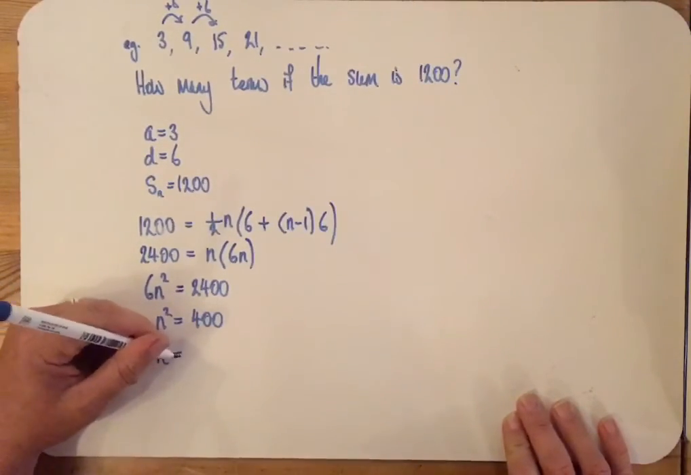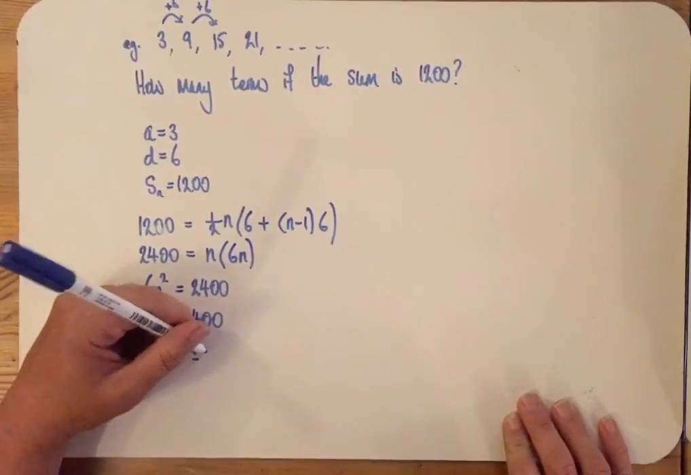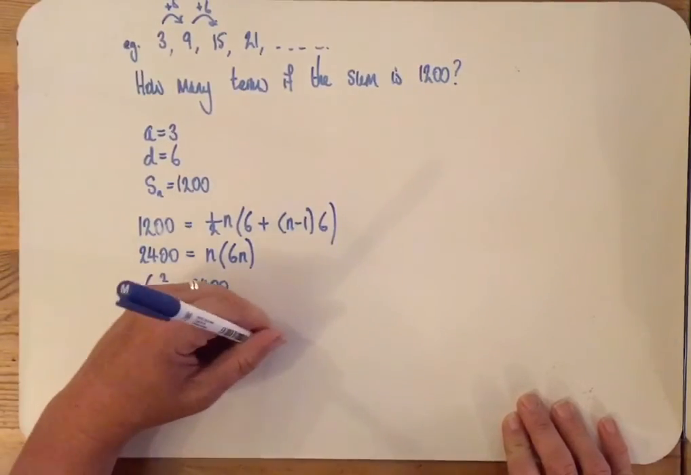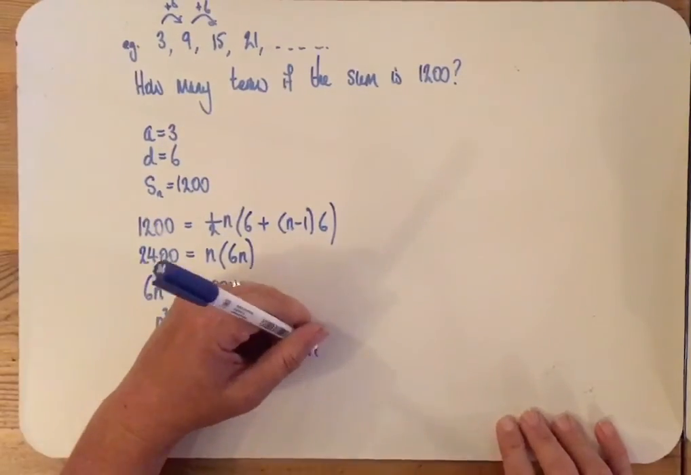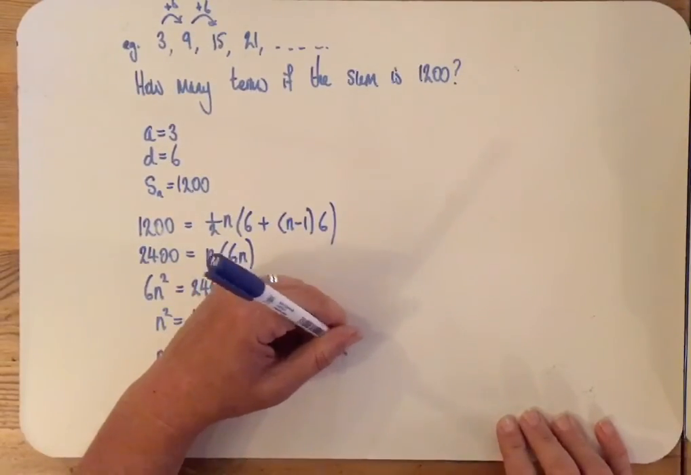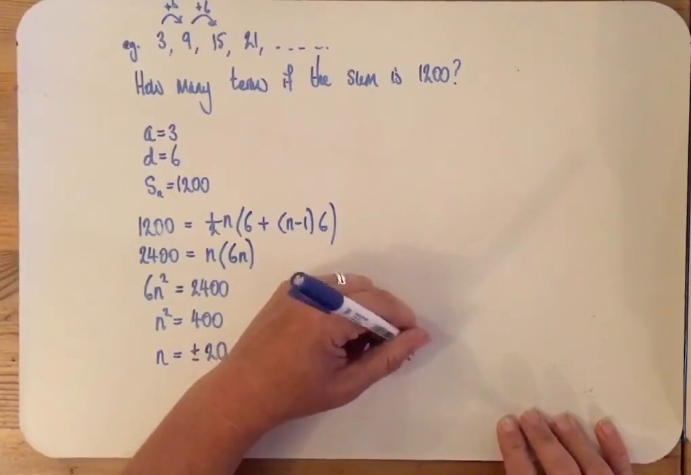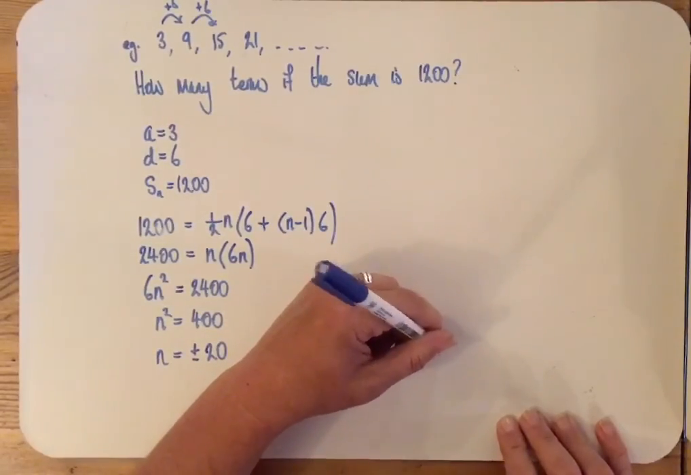So n is plus or minus 20, but we know that n is a positive integer because it's the number of terms, and so n is equal to 20 because n must be greater than or equal to 1.